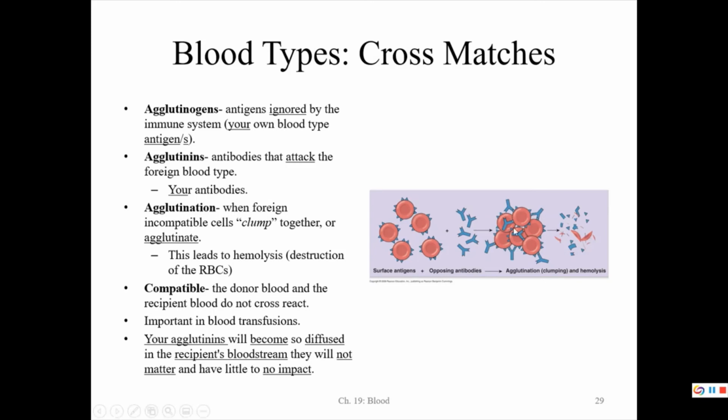This agglutination can cause strokes, heart attacks, hemolysis killing it, causing jaundice. So a compatible donor and recipient: the donor is called compatible if the donor and the recipient's blood don't cross-react. That's important. Your agglutinins, your antibodies, are so diffuse and diluted in a pint of blood that usually they have no impact.